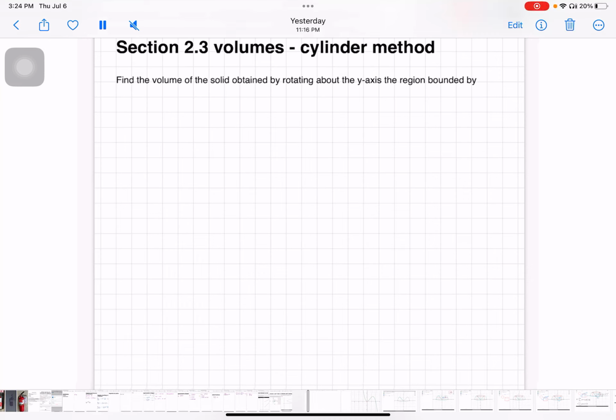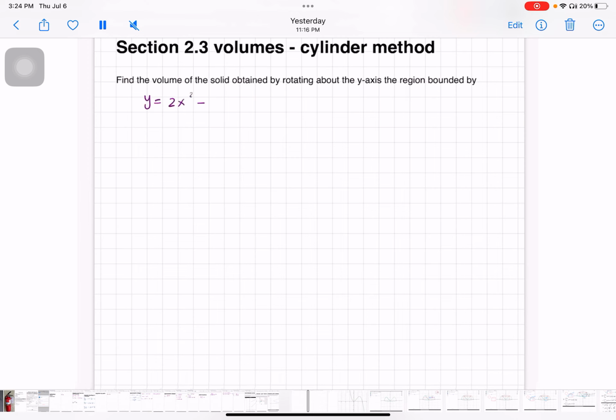The next section, which is section 2.3, is talking about the third method for finding the volume, which is the cylinder method. Normally speaking, the cylinder method is used when you cannot use the disk method or the washer method. So let's look at this particular example here.